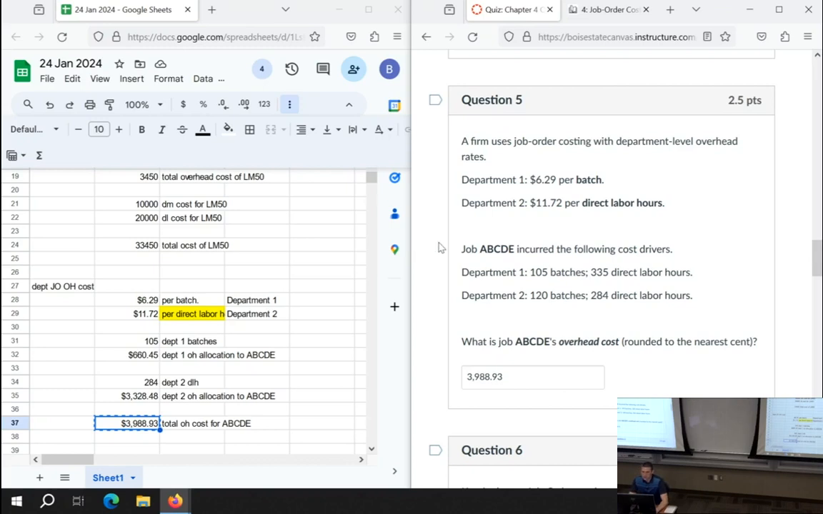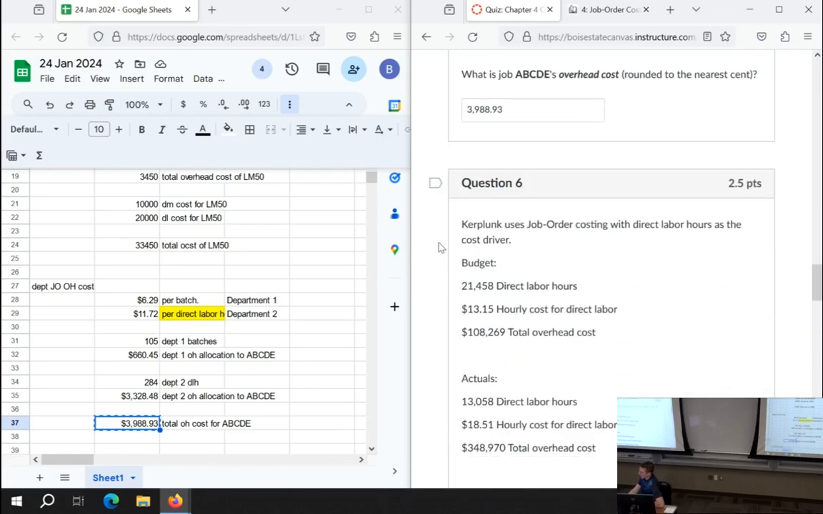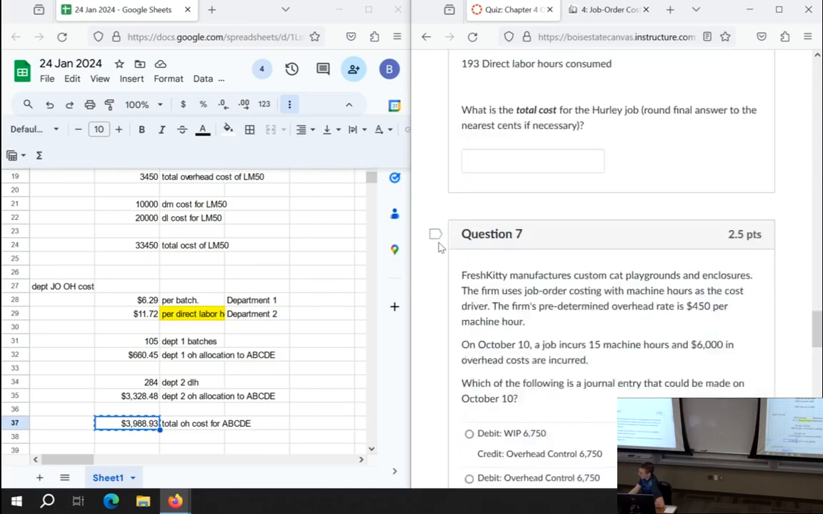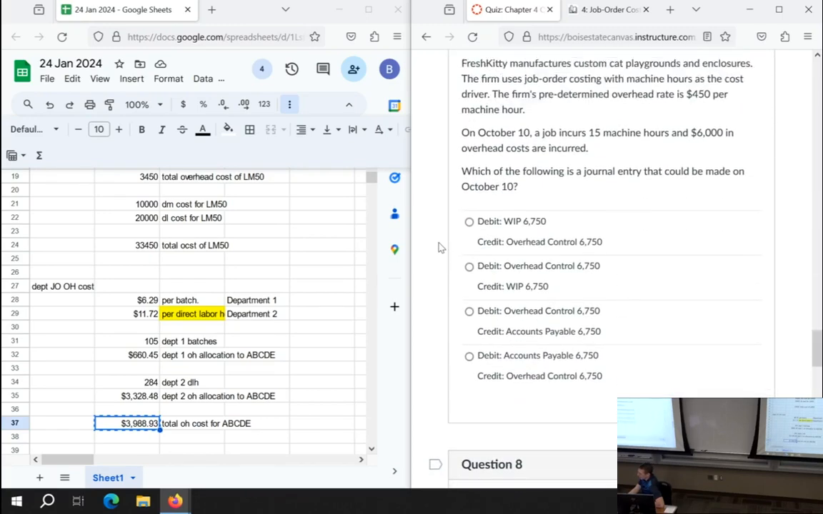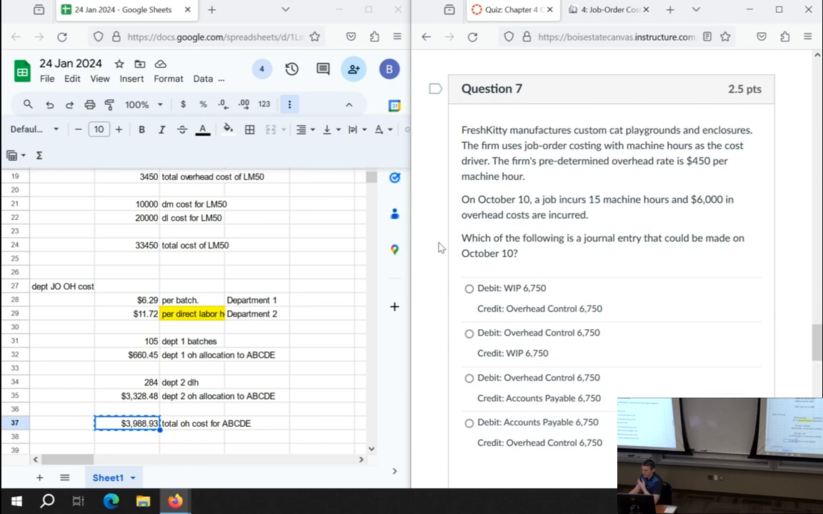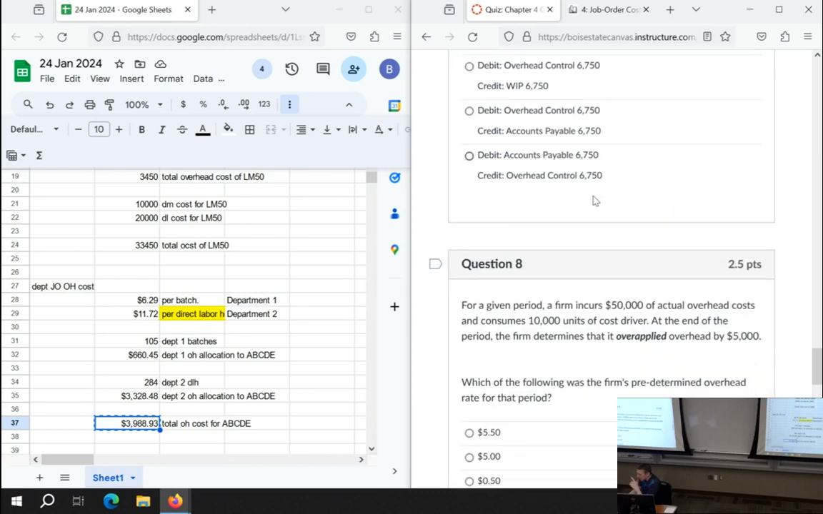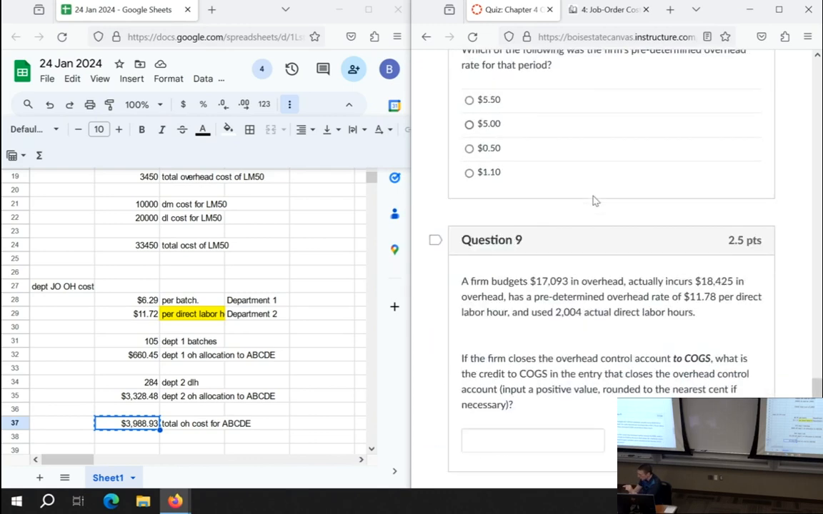Chapter 4 requests. Other ones? Are there any questions about the T account for the work in progress? I know there are. On this quiz attempt, I guess, is the question we're looking for, right? So we have Fresh Kitty. That's a question. We'll keep that little pin in there. Maybe we'll look at that in a second.